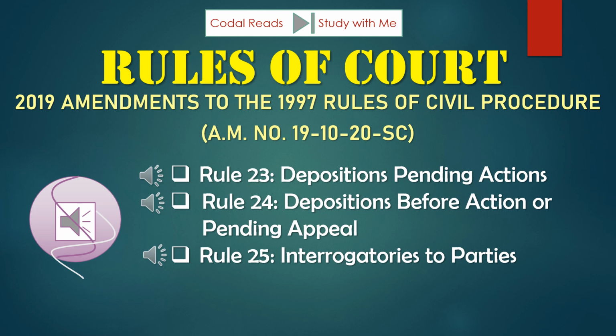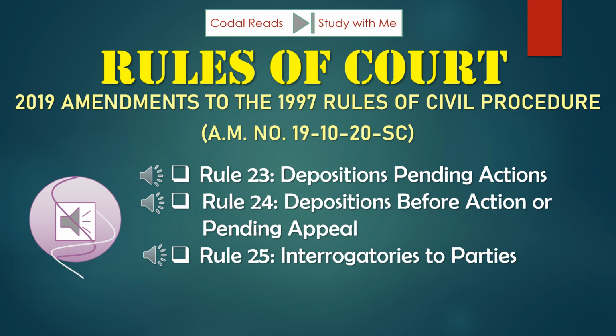Section 2. Contents of petition. The petition shall be entitled in the name of the petitioner and shall show: A. That the petitioner expects to be a party to an action in a court of the Philippines but is presently unable to bring it or cause it to be brought. B. The subject matter of the expected action and his or her interest therein. C. The facts which he or she desires to establish by the proposed testimony and his or her reasons for desiring to perpetuate it.